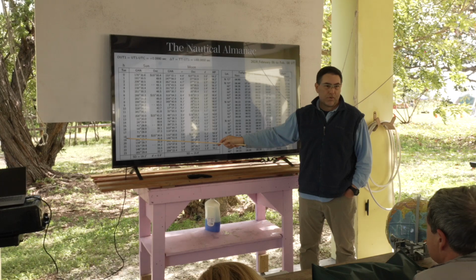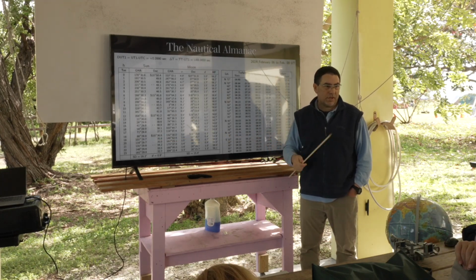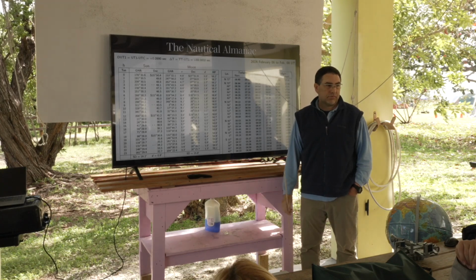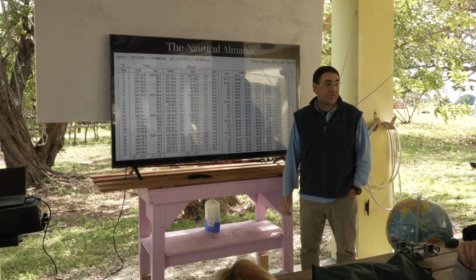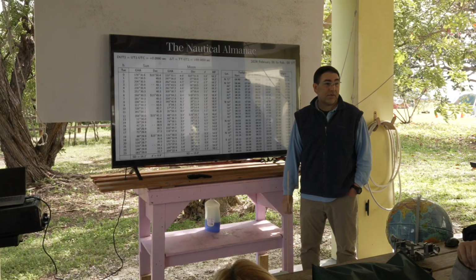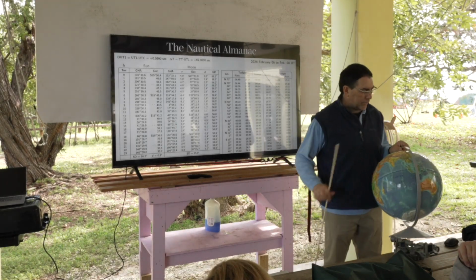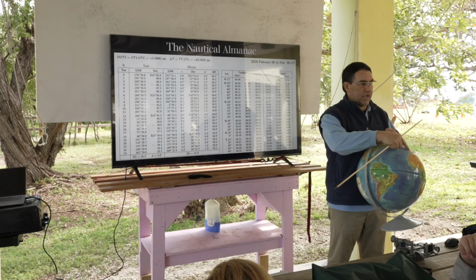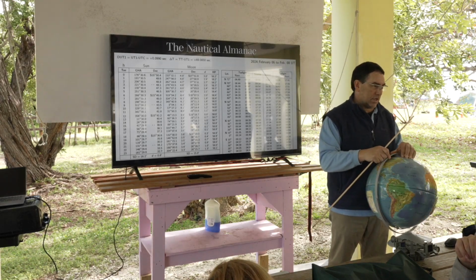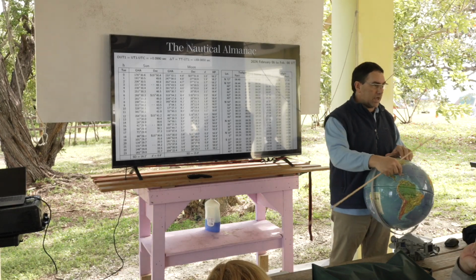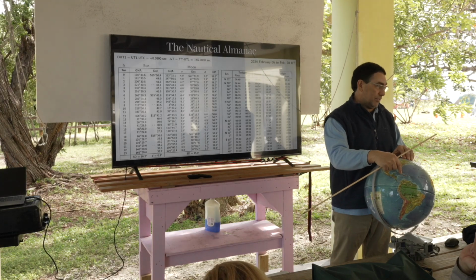By the way, what is the difference between local time here now and the Greenwich time or the Zulu time? Anyone knows? Five hours. Behind or ahead? Who says behind? Anyone thinks ahead? No? So why do you think we're behind if the Greenwich is here? The Earth rotates this way, to the east. So if we are here, the sun is going to take five hours, let's say, to get here. So we are behind.